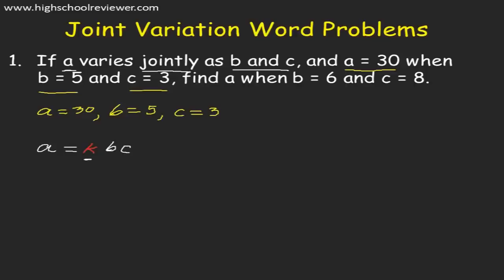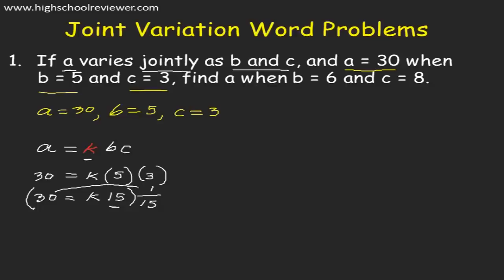We need to find the value of K. So substituting the values, we have A that is equal to 30 equals the constant of variation times B, which is 5, multiplied by C, which is 3. So 30 will be equal to K times 5 times 3, that is 15. So to find the value of K, we need to cancel out 15. To cancel out 15, just divide both sides of the equation by 15.